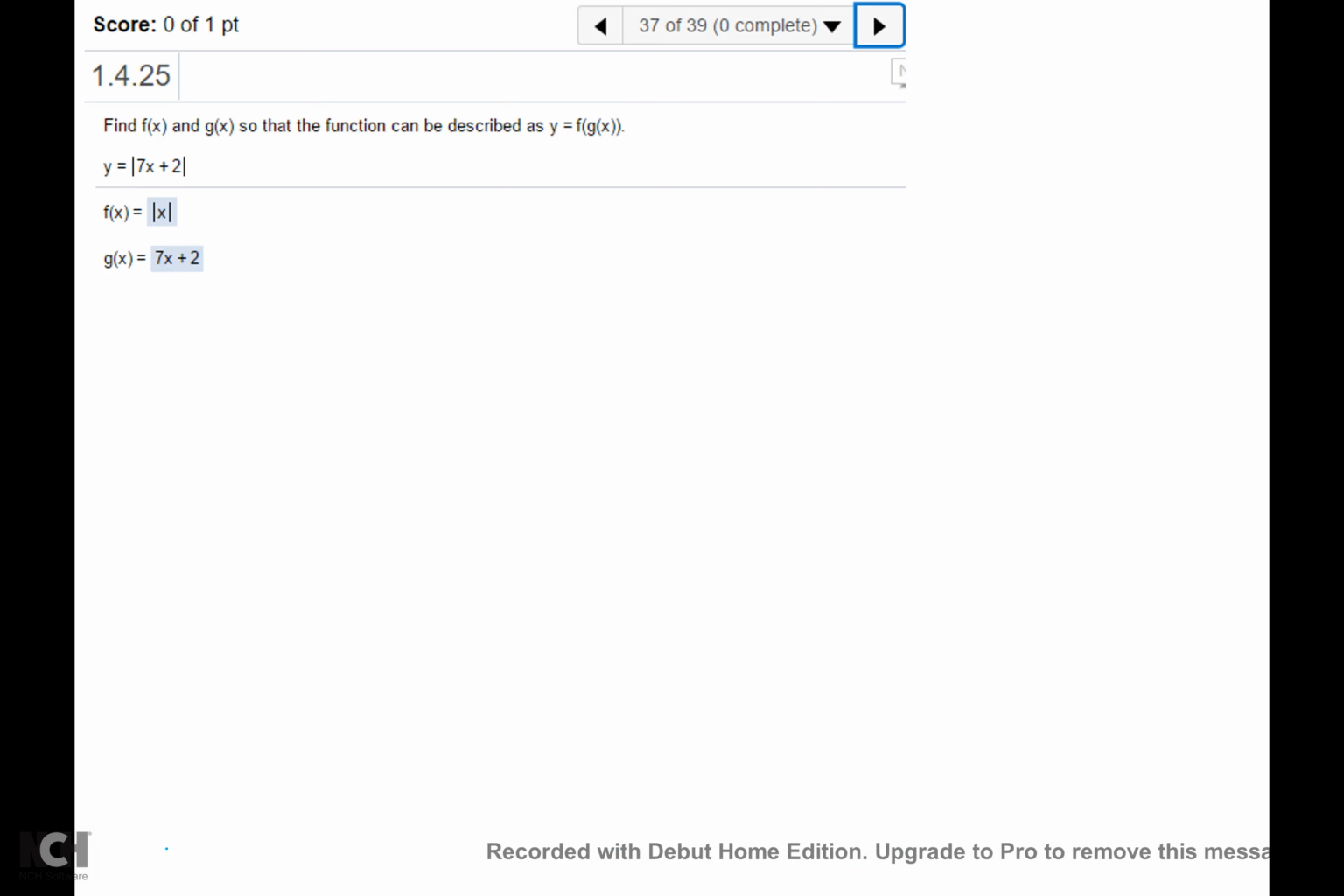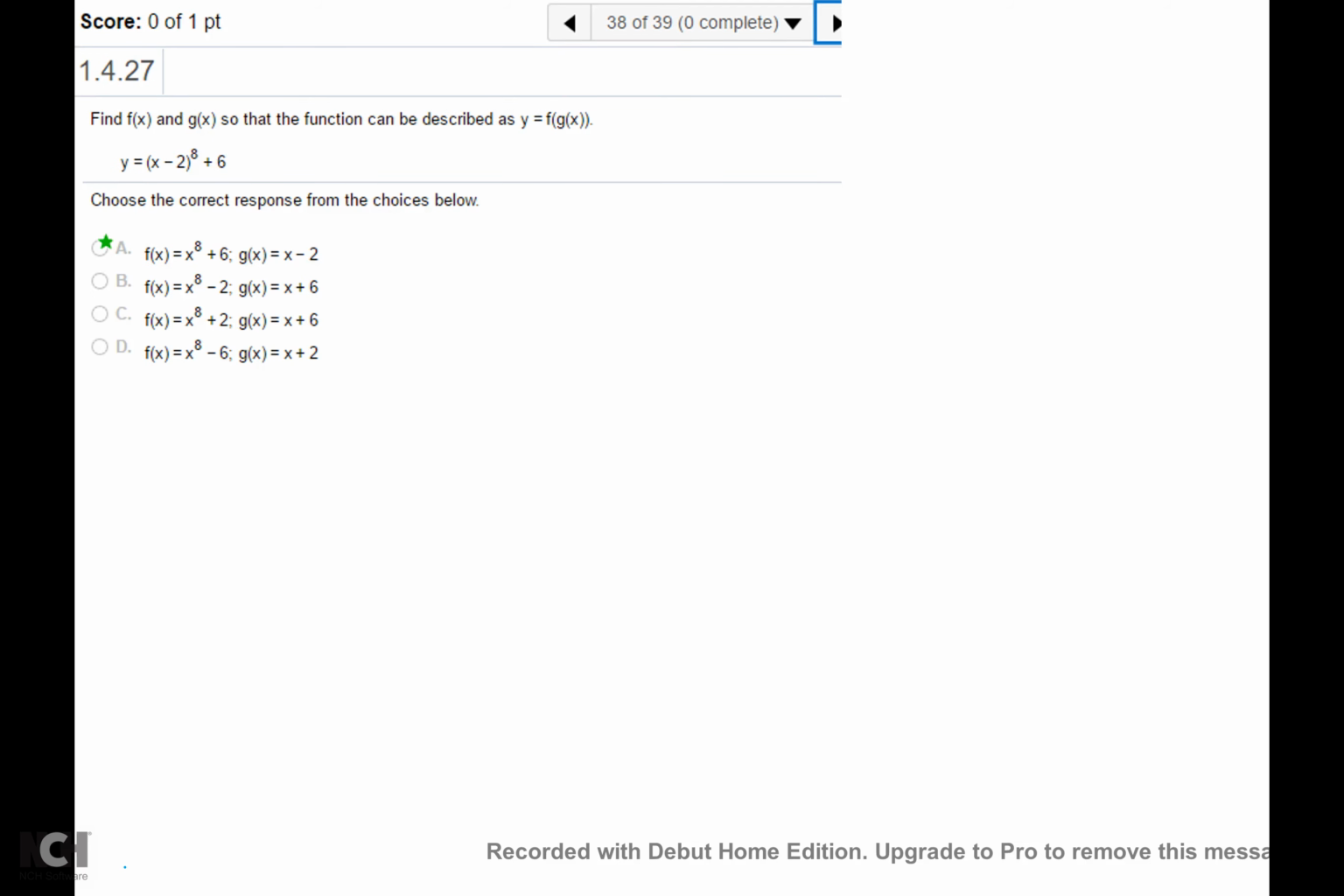All right. 37, it says, find f of x and g of x so that the function can be described as y equals f of g of x. They're telling you to decompose the function. And remember, whatever's inside is your g function, and then whatever the function is, the mother function, which this one is absolute value, is your f function. All right, same thing here. Whatever's inside is your g function, so x minus 2. And then just switch that back to an x, and that would be your f function.